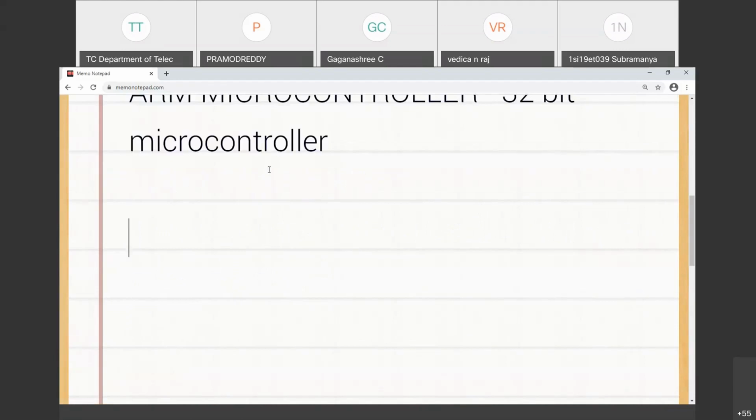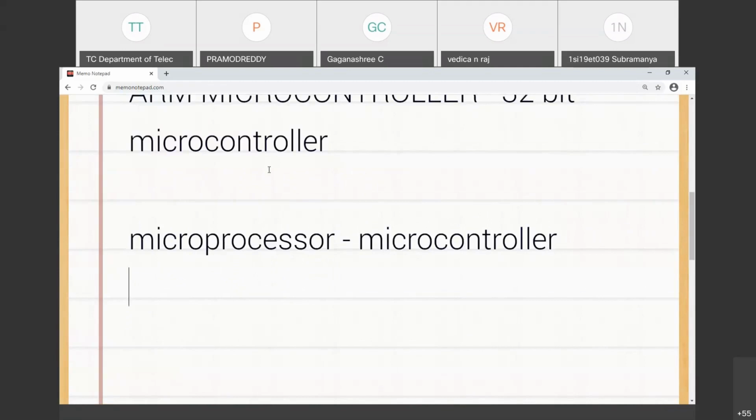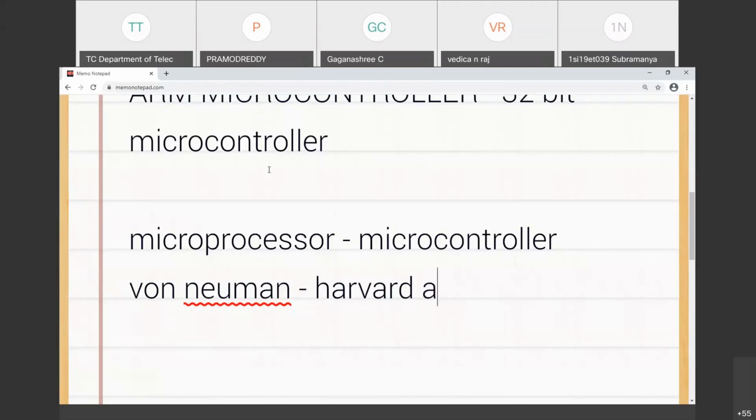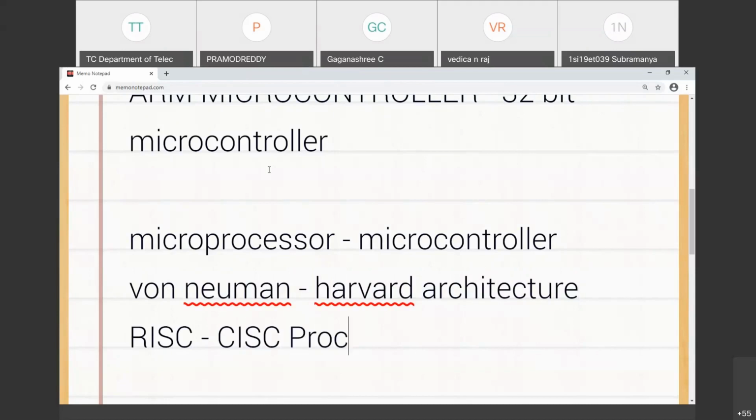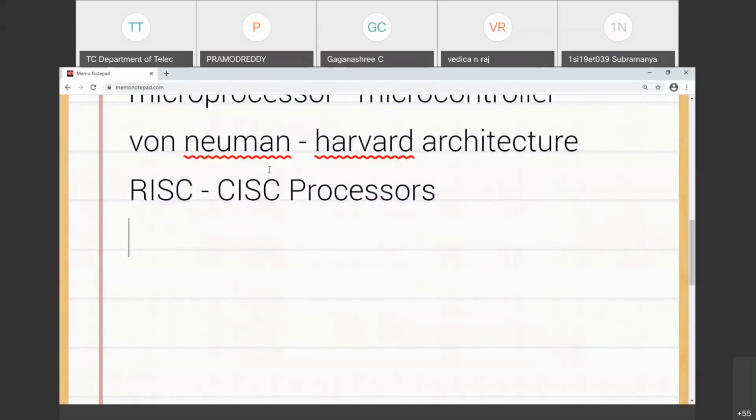We said what is the difference between microprocessor and microcontroller, and we discussed von Neumann versus Harvard architecture, and then we also discussed what you mean by CISC and RISC. We call them processors. A processor may be a CISC processor or a RISC processor, or it may have von Neumann architecture or Harvard architecture. It may be a microprocessor or a microcontroller. So all the differences we have seen.